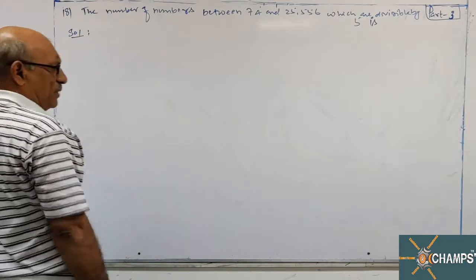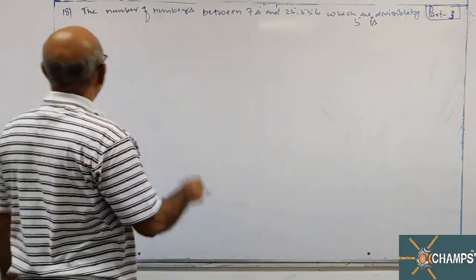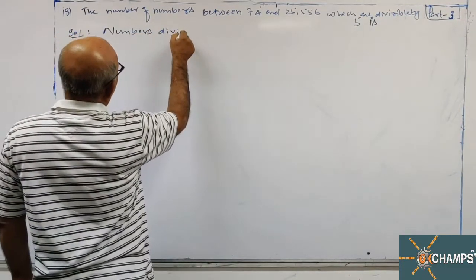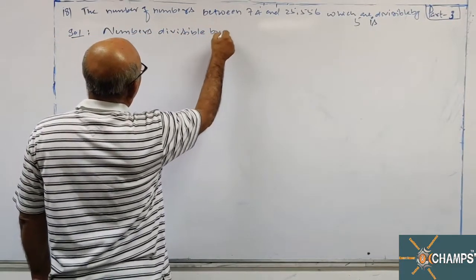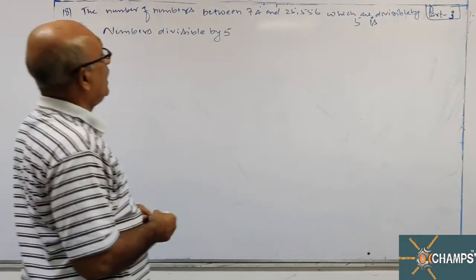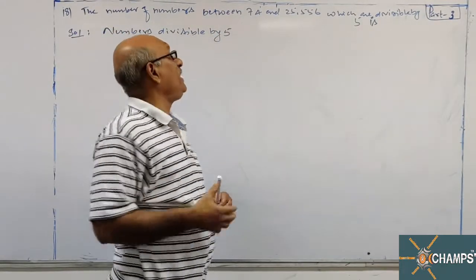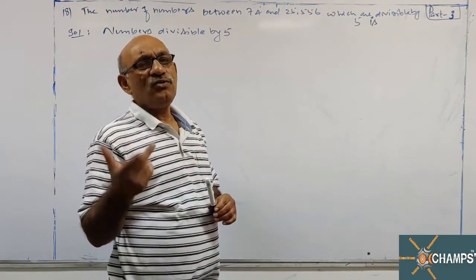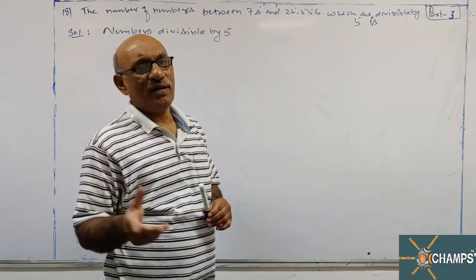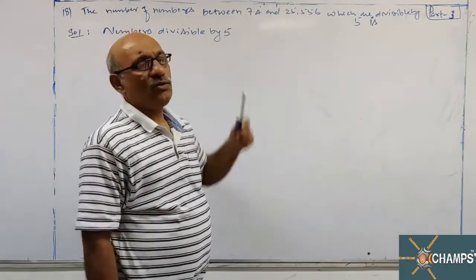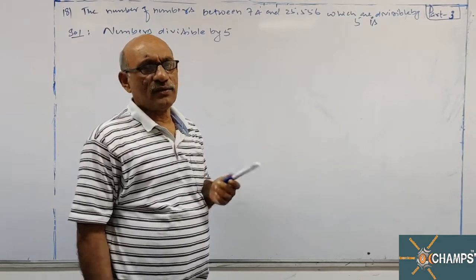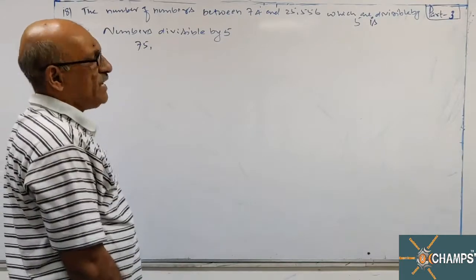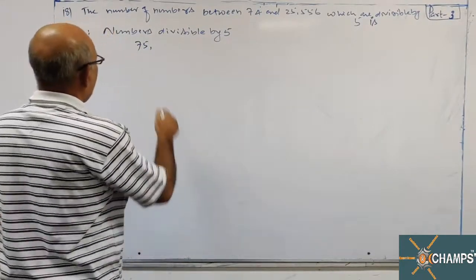First let us separate the numbers which are divisible by 5. Now what is given in the question? Between 74 and 25,556. It means you have to exclude the extreme numbers. 74 you have to exclude, 25,556 you have to exclude. So what is the first number which is divisible by 5? 75 is the first number which is divisible by 5.